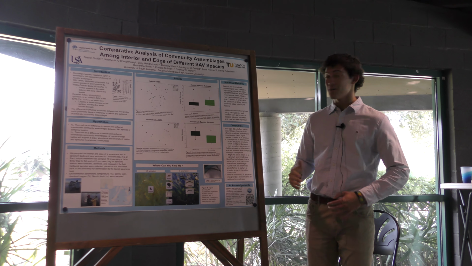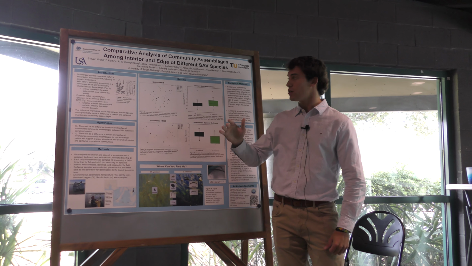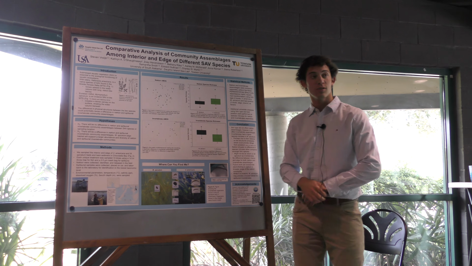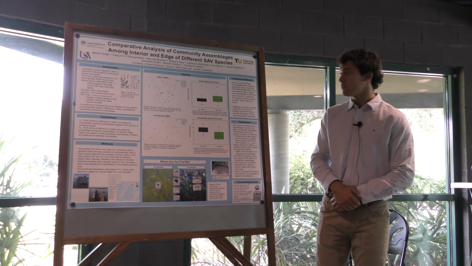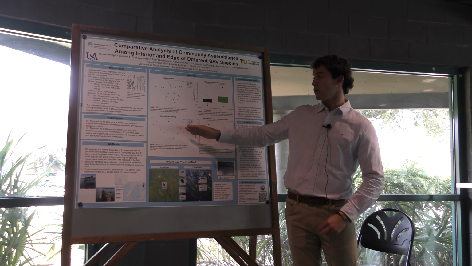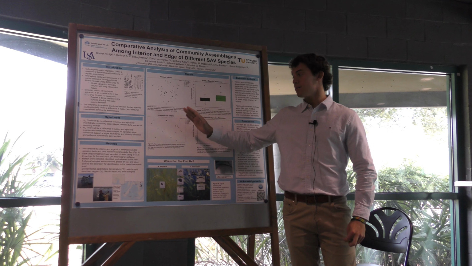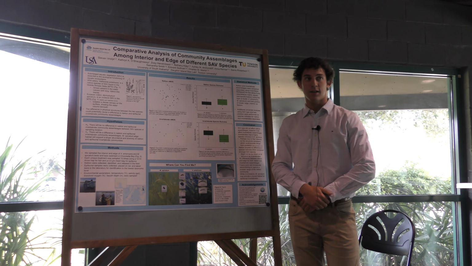What does that mean? So basically, that means that for the community assemblage in the nekton, there's no difference between any of these treatments. So no difference between SAV type nor interior or edge. However, when we're looking at the invertebrates, there is a difference between the milfoil and the Vallisneria assemblage. However, there is no difference between the interior and the edge.